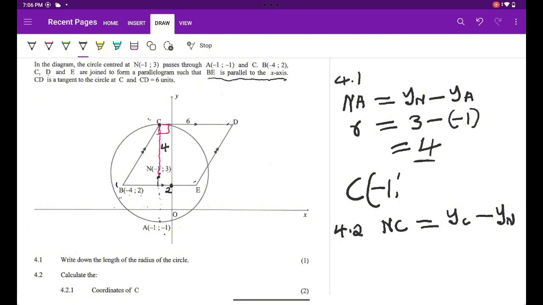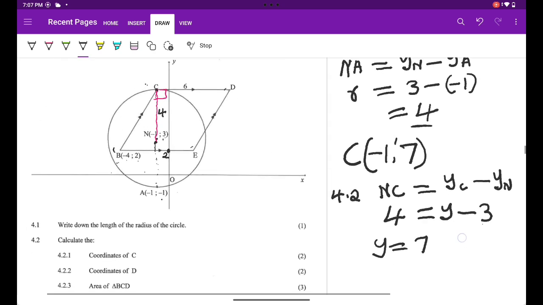So NC, we know it's 4. We know that the length is 4, is the radius. Then the y value at C is what we are looking for. So it's the y value, and then minus the y value at N. Already we know that the y value at N is a 3. So we can now simply take the 3 to the other side. So we will have y being 4 plus 3, which is 7. So it means therefore the coordinates of C are -1 and 7.